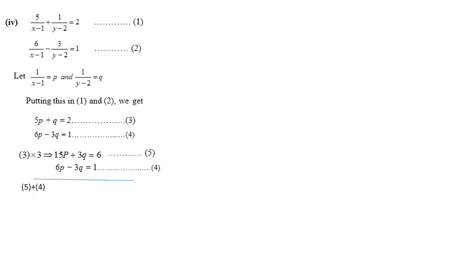15 plus 6, that is equal to 21p, and this plus 3q minus 3q cancelled and it becomes 0, and 6 plus 1 is equal to 7. So p is equal to 7 divided by 21, that is 7 by 21, and cancelling it, finally we will get p is equal to 1 by 3.